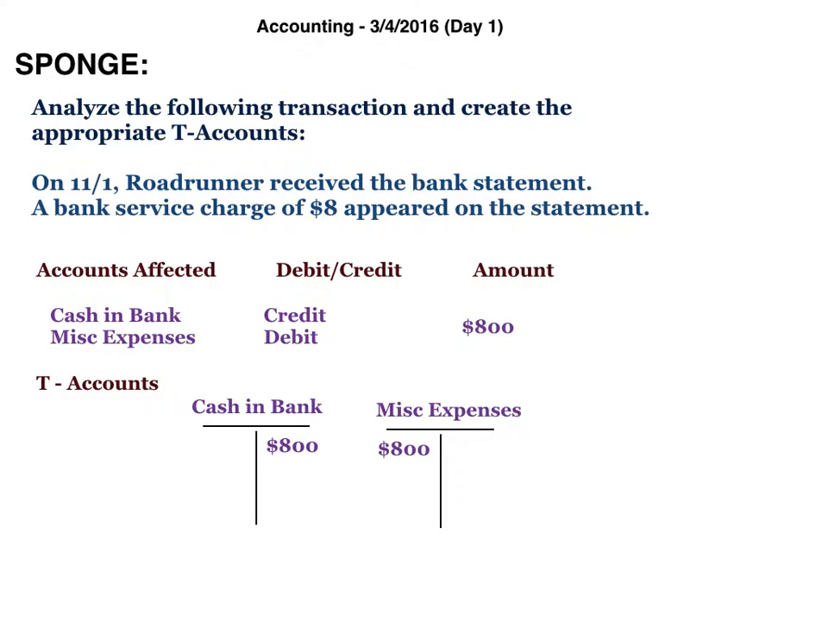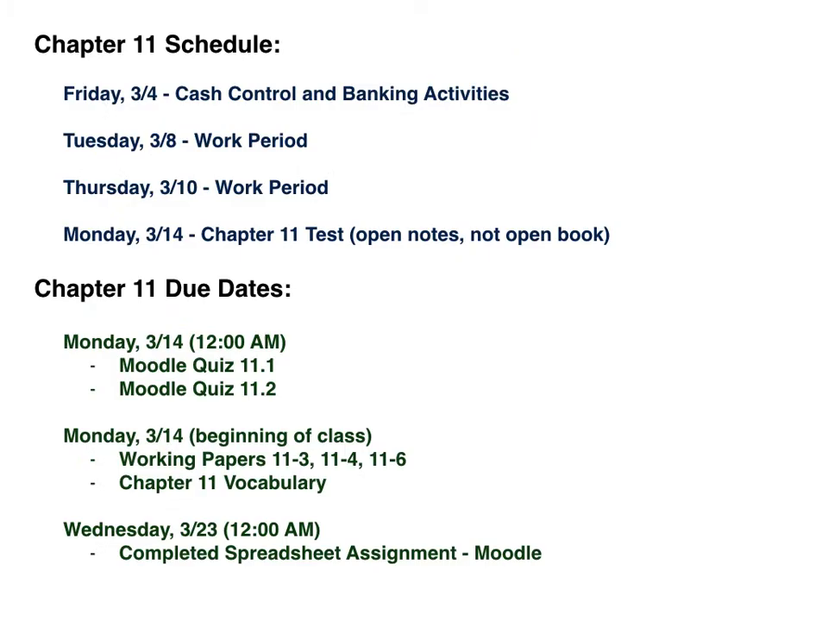Alright, so with that in mind, let's take an overview of our schedule for Chapter 11. So we're looking at cash control and banking activities now. Next week, on the 8th and the 10th, we will have a work period. And then on the 14th, the Chapter 11 test, which will be open notes but not open book. So make sure you're taking good notes and make sure your notebooks are in a good space.